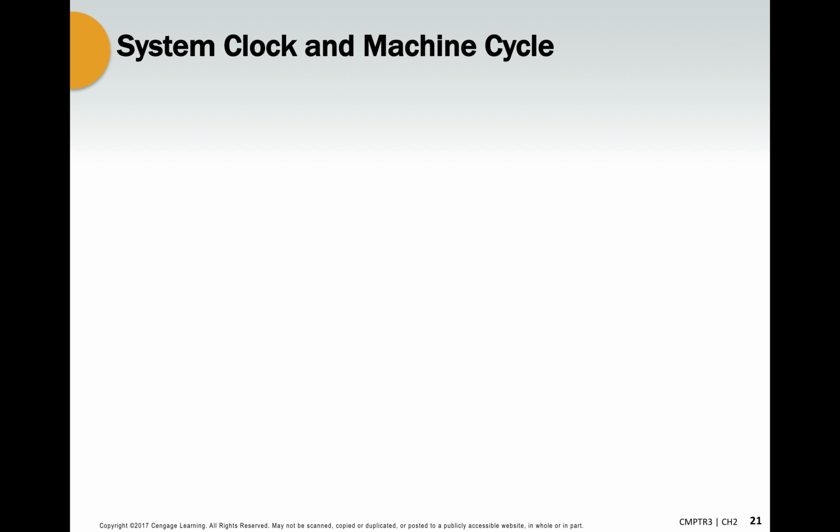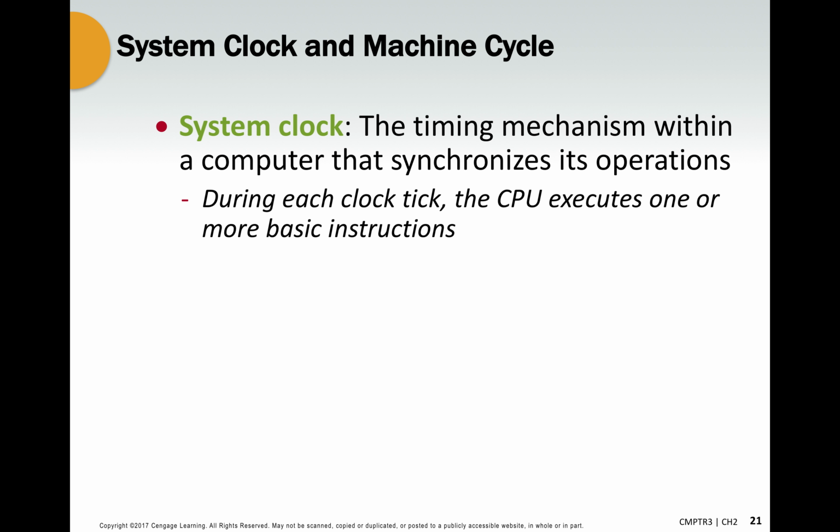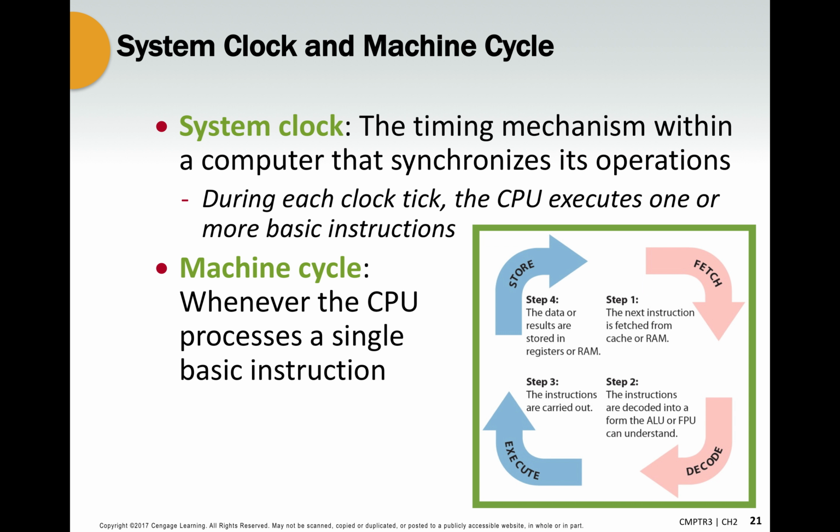Now our system clock and machine cycle. Your system clock is a timing mechanism within a computer that synchronizes its operations. During each clock tick, the CPU executes one or more basic instructions. The machine cycle is whenever the CPU processes a single basic instruction.